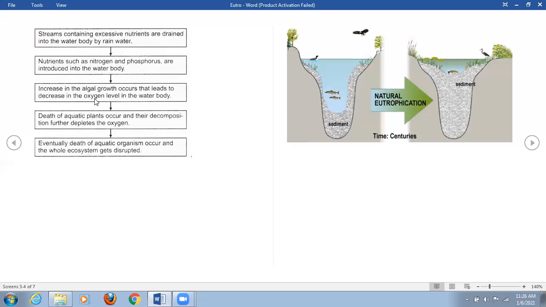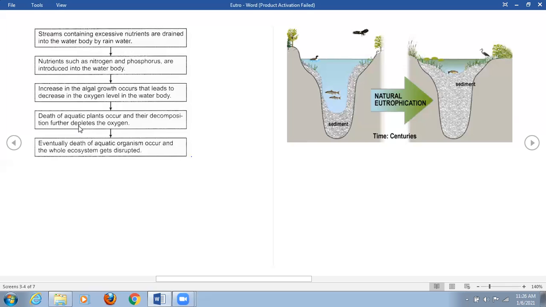So that's why oxygen gets depleted in that particular water body, and that's why the death of aquatic plants takes place, and their decomposition further depletes the oxygen. And when aquatic plants die, their decomposition takes place by the bacteria.